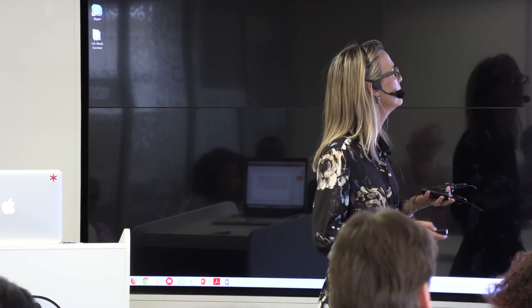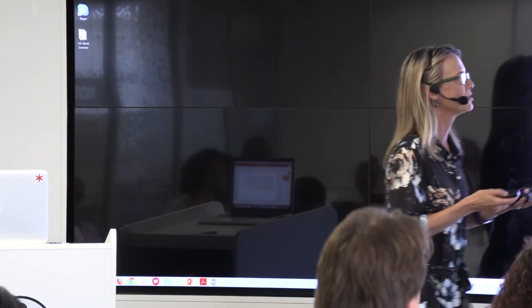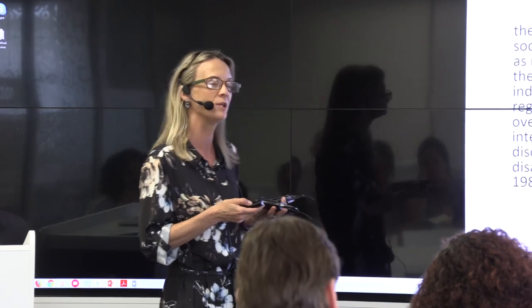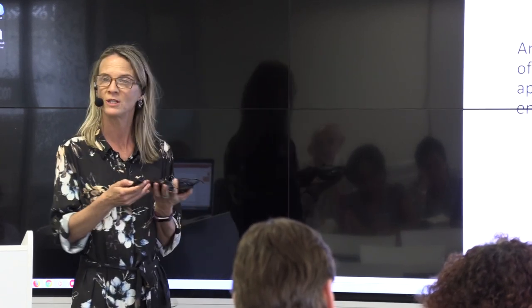We've already talked about these three dimensions, and I won't go into detail now, I know I'm running out of time. But I also want to talk very briefly about intersectionality. This is something that's very important to us. So to look at the interconnected nature of all these different categories that we actually need to be looking at, different areas of discrimination, and these multiple areas and how we can consider them in this particular project. So we're not only looking at race, education, we're looking at all these different dimensions: race, education, sexuality, ability, age, gender, ethnicity, culture, language, and class. So we want to approach this project using an intersectional approach. So we're going to tie those two together.